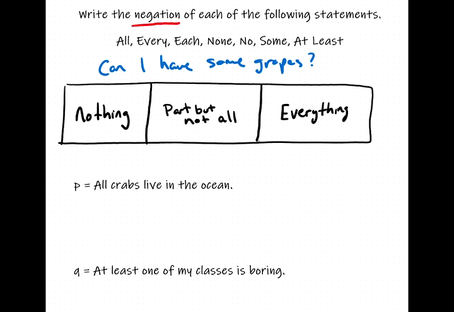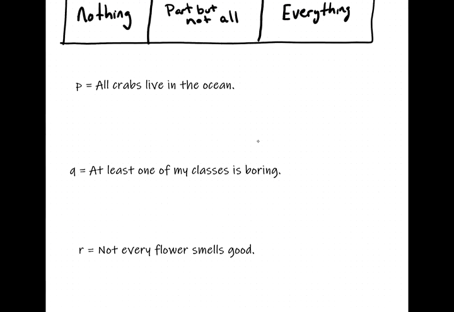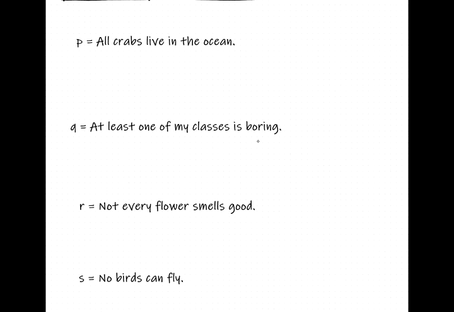Now down here I have four logical statements. Call them P, Q, R, and S. And we want to give the negation of each one of those. And each one of these contains a quantifier. All crabs live in the ocean. At least one of my classes is boring. Not every flower smells good, and no birds could fly. And so, to write the negation is sort of like the opposite. To write the negation of a statement, we have to negate the quantifier.